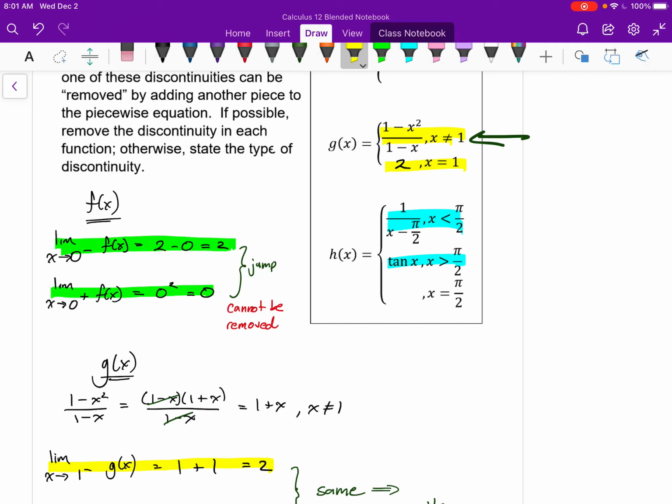If x is not 1, I look at the top piece. If x actually equals 1, I look at the bottom piece. And now there are no more gaps in my function. This function is now perfectly continuous. I removed that discontinuity that used to be there. I filled in the point of discontinuity. And you can only fill in these discontinuities if it's a removable discontinuity.